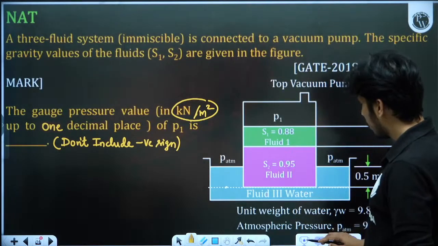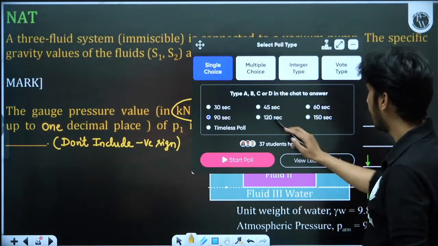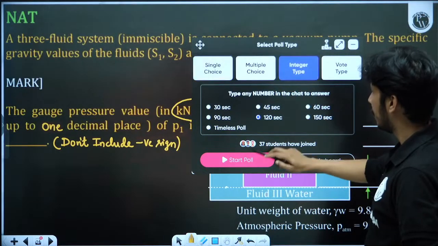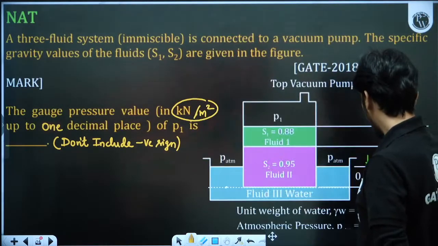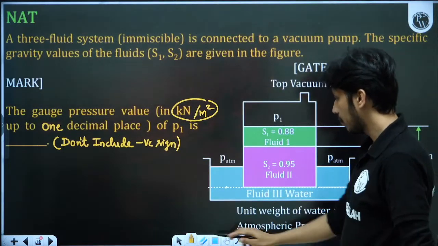Okay, so let us create the poll. 120 seconds I am giving you time, integer type. Now I am giving you 2 minutes. Please solve this.